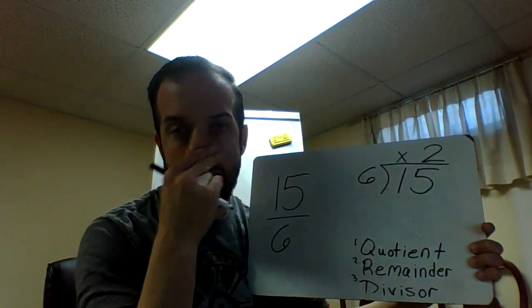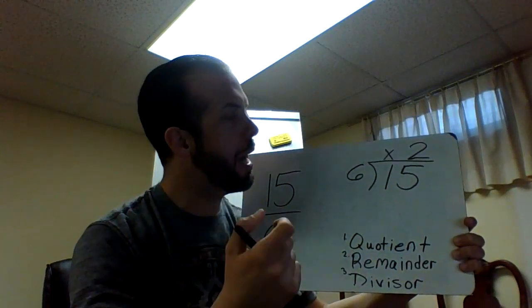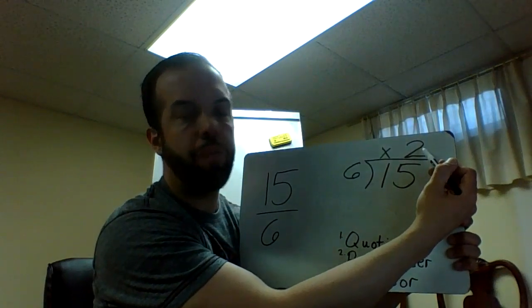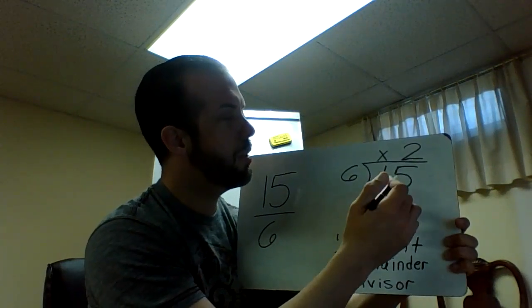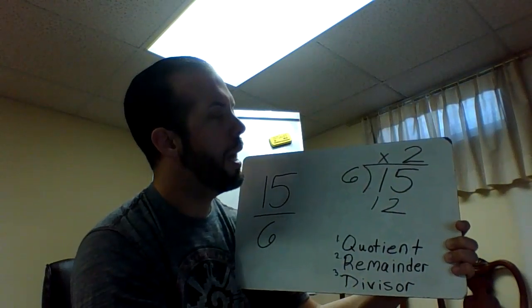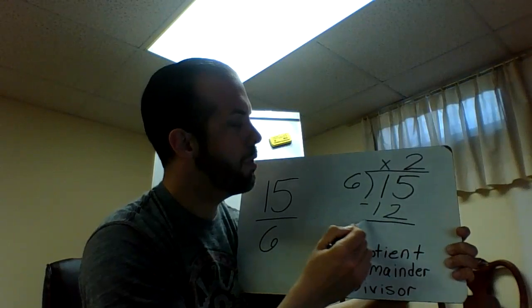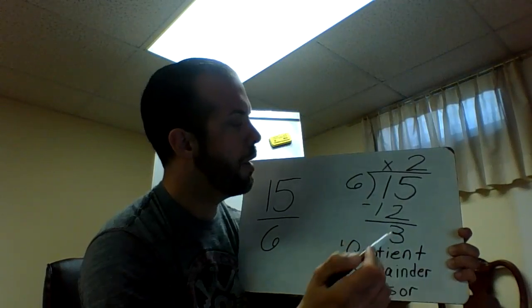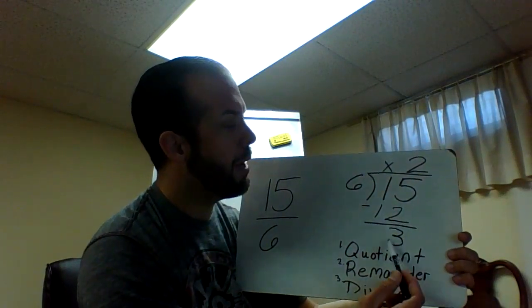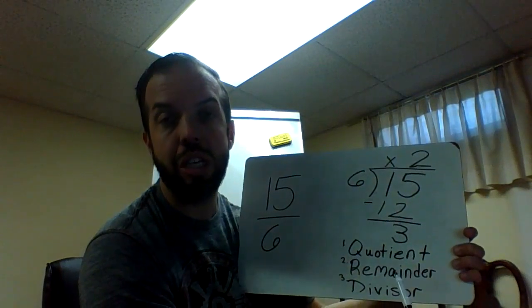I'm thinking of that division song: divide, multiply, and subtract. So I have to multiply now. I'm going to multiply my new number up top, 2, times my divisor, 6. 2 times 6 is 12. And now I can subtract. 15 minus 12 is 3. I don't have anything else I can bring down, and my remainder is smaller than my divisor, so that means my division is done.